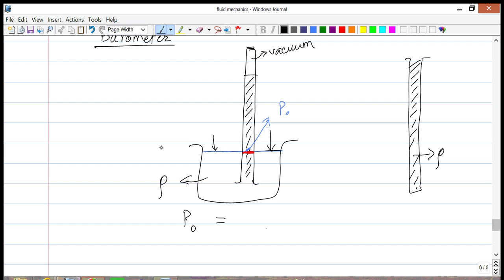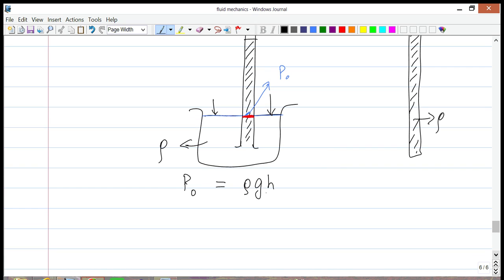So this is the pressure due to the column of the liquid, which is rho g h, and it is the gauge pressure because there's vacuum above it, which does not contribute any pressure out here. So the pressure at this red mark in the fluid, which is simply the gauge pressure, has to be equal to the atmospheric pressure. So this is one way of determining the atmospheric pressure, if you do not know what it is.